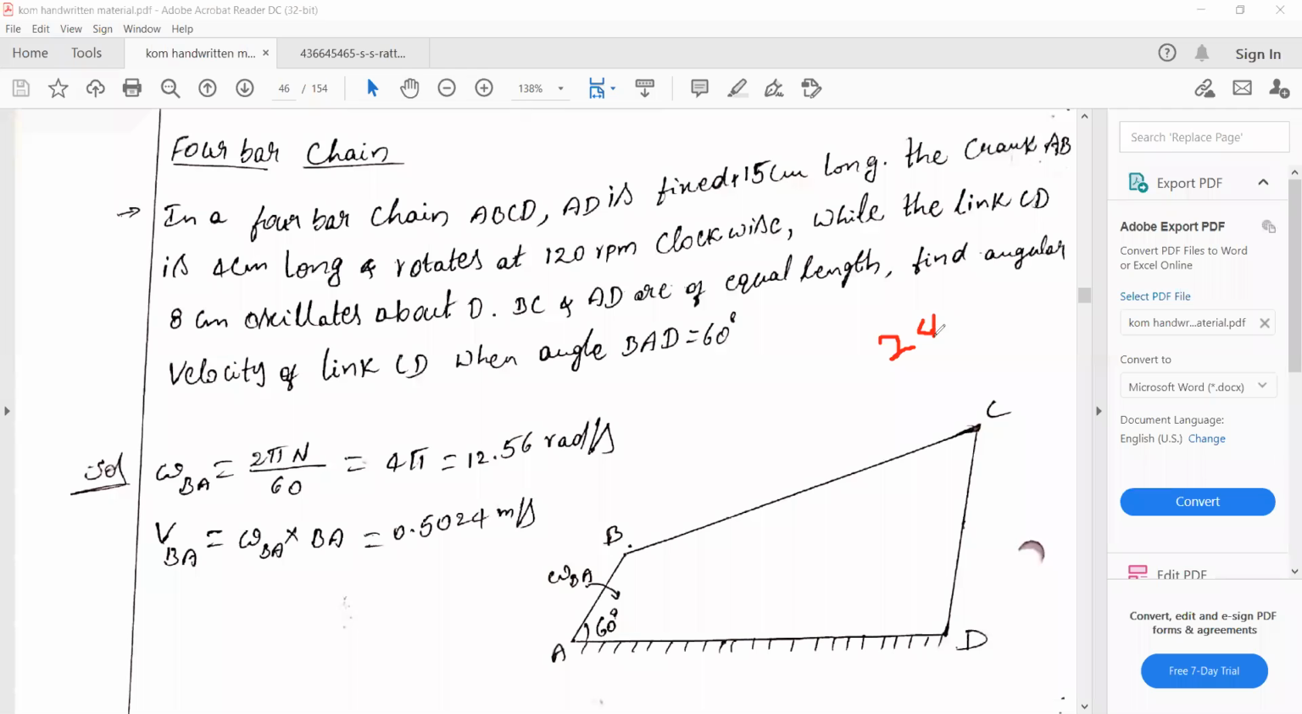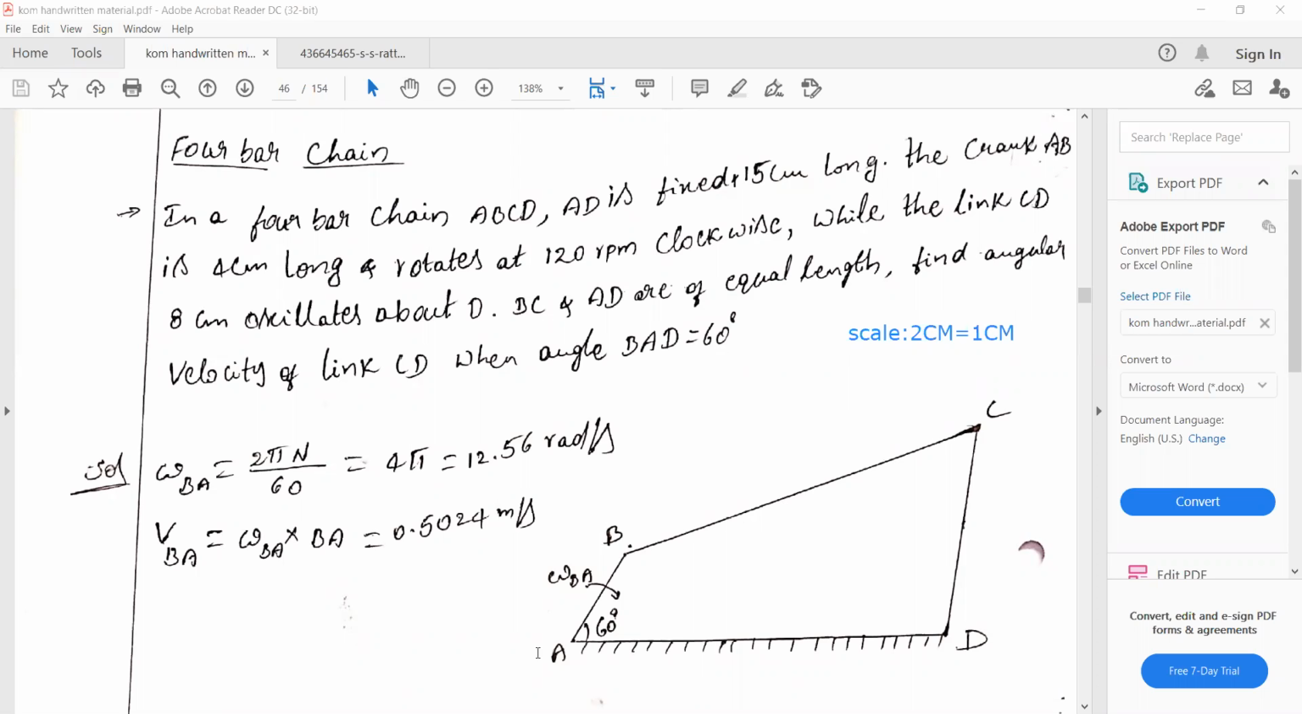Scale: 2 cm equals 1 cm. So that is the scale. We have to take the scale.